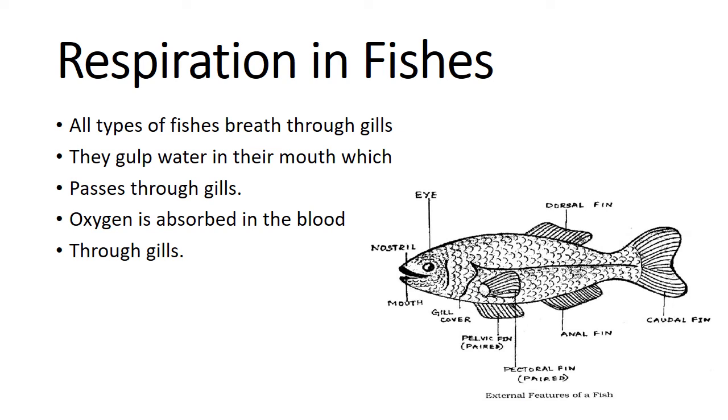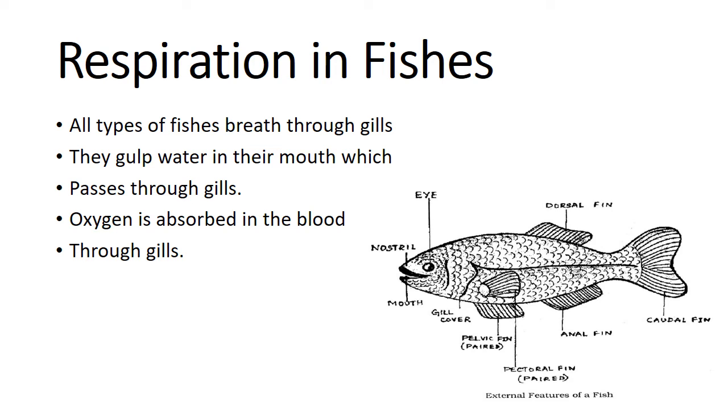The fourth paragraph on page number 27 discusses the respiration in fishes. So basically, if you look at the diagram, fishes do have nostrils, but they don't use them for breathing; they use their nostrils to smell different things. All types of fishes breathe through gills. They gulp water in their mouth, which passes through the gills.